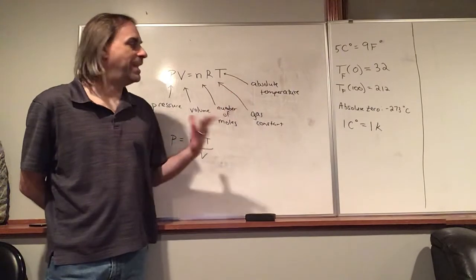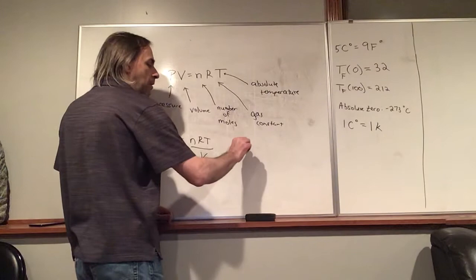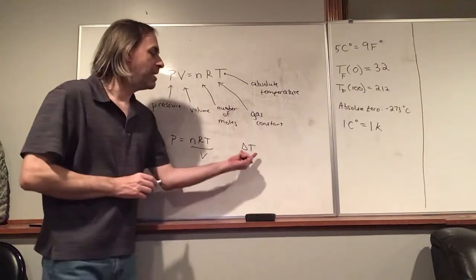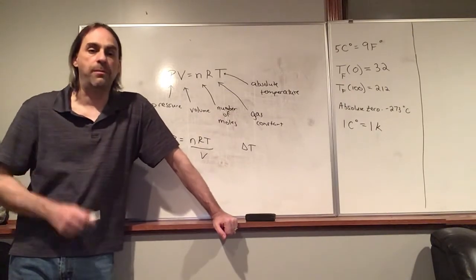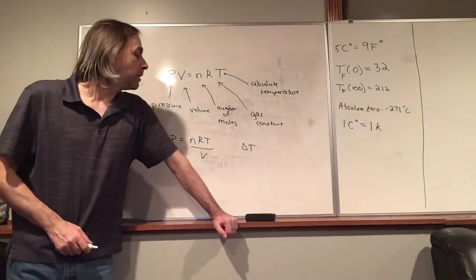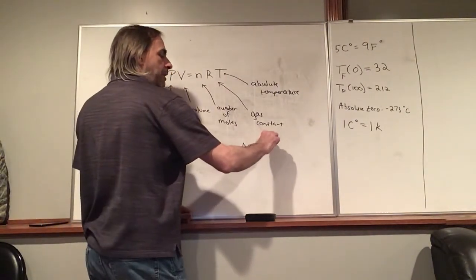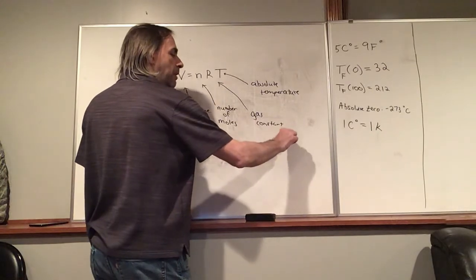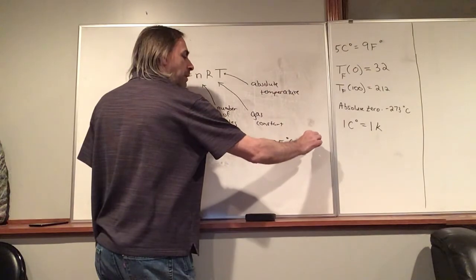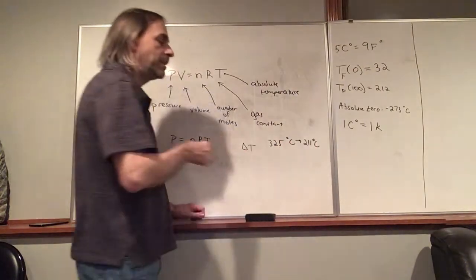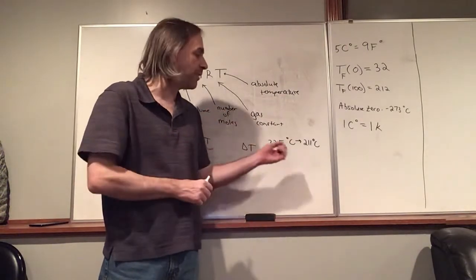The only exception, I say usually, the only exception: if you see delta T in an equation, if you're talking about a change in temperature, you can use Celsius or Kelvin. It doesn't even matter which one you use. Okay, so if you have a temperature change, say you have a gas that was at 325 degrees Celsius, and it cooled off to, say, 211 degrees Celsius. You might have in your mind, okay, I remember temperatures have to be in Kelvin.